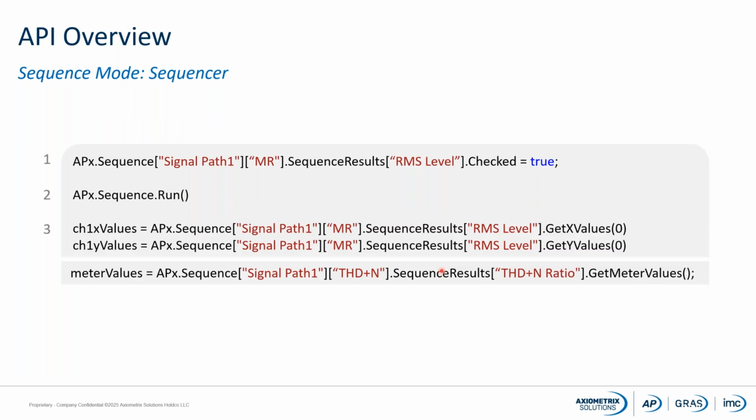Here is an example. Looking at the same measurement we were on the previous slide, the first thing that we're doing here is setting the check state on the RMS level result to true. Then we run the sequence, and from there we can get all of the X and Y values, in this case on channel 1, from this result and store them into a couple double arrays. And I've also included an example for a meter result here.